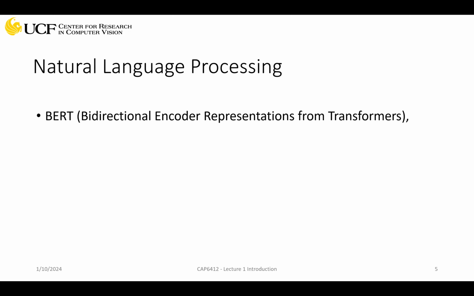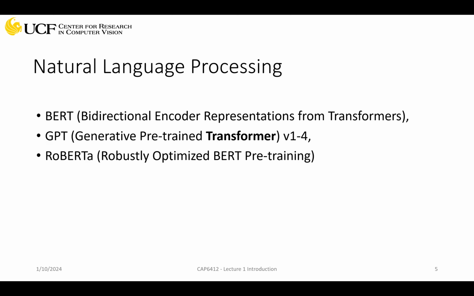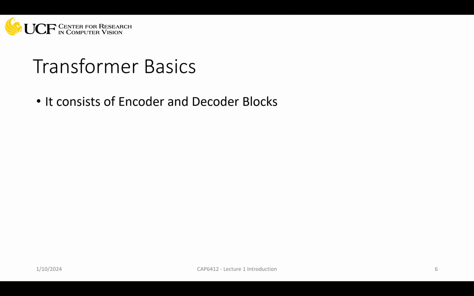So of course, it started in NLP. BERT is one of the most famous transformer applications, Bidirectional Encoder Representations from Transformers. You will hear BERT a lot. GPT, as I mentioned before, RoBERTa is another transformer, Robustly Optimized BERT Pre-training, T5 from Google, Text-to-Text Transfer Transformer, there are 5 T's here. And so the basics are that we have encoder and decoder blocks in the transformer.